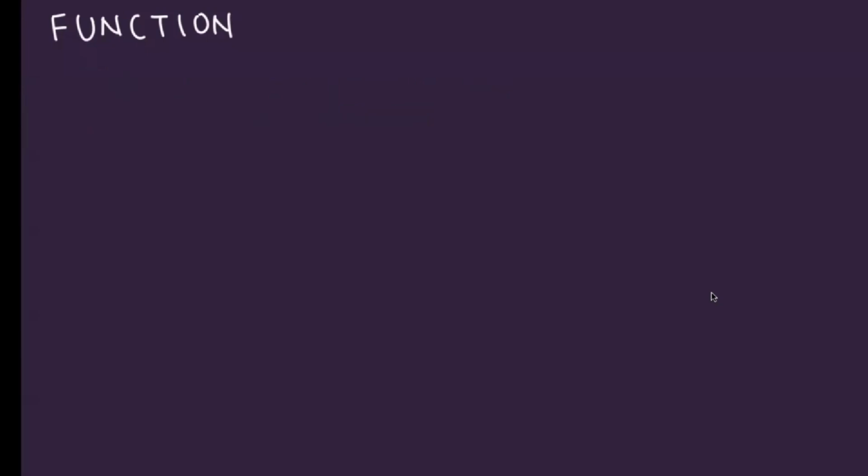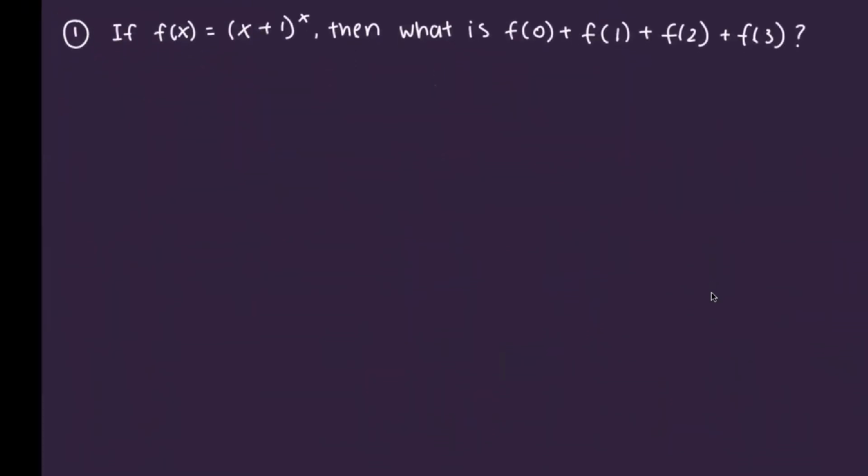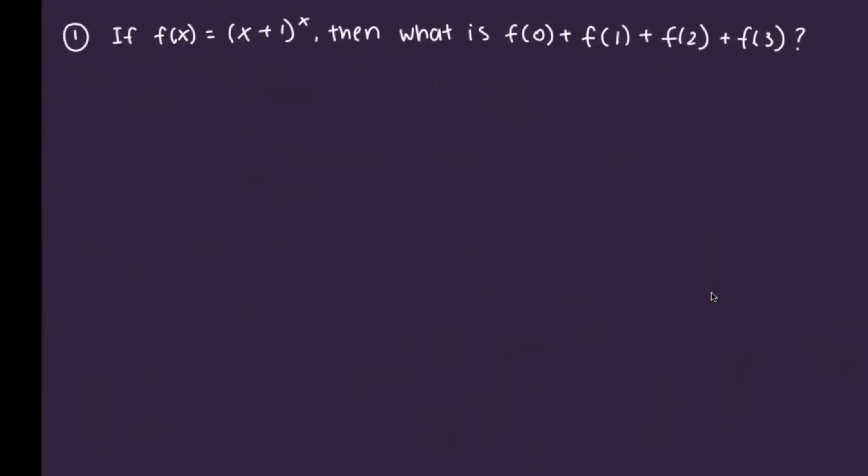Let's say f of x equals x squared plus 1. Here, this means that any and every input is squared and then plus 1 to get an output. Remember, x is just the placeholder for an input. Let's look at our first example.